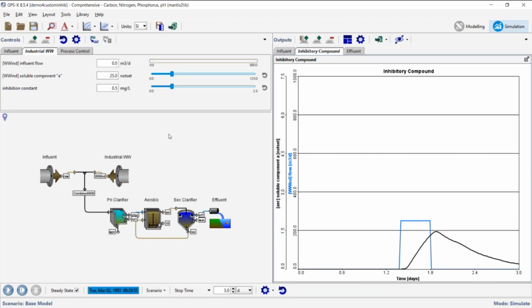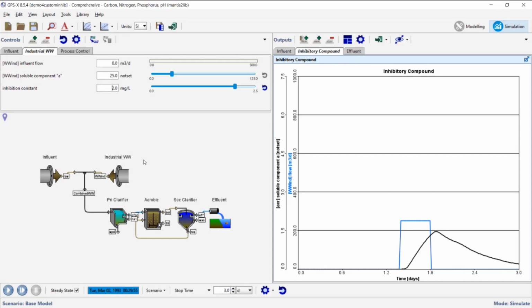If I go back to the inhibitory compound, how did this compare to 0.5? Well, it was at 1.5, so it was definitely above this level, definitely having an effect, right? Okay, so we've hit almost 3 milligrams per liter of ammonia. So let's try and actually just run this again with a different level of sensitivity of the particular compound. I'm going to change the inhibition constant to a higher number. That's going to make it actually less sensitive, right?